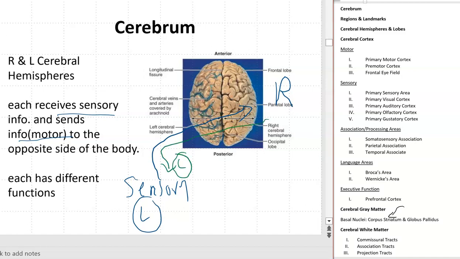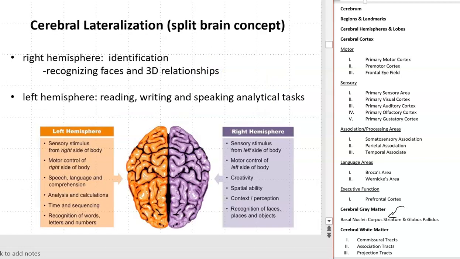So the information crosses so that each cerebral hemisphere controls the opposite side of the body. And each hemisphere has slightly different functions. And so we call this cerebral lateralization. This is on page 445 of your book to 446. It's called a split brain.